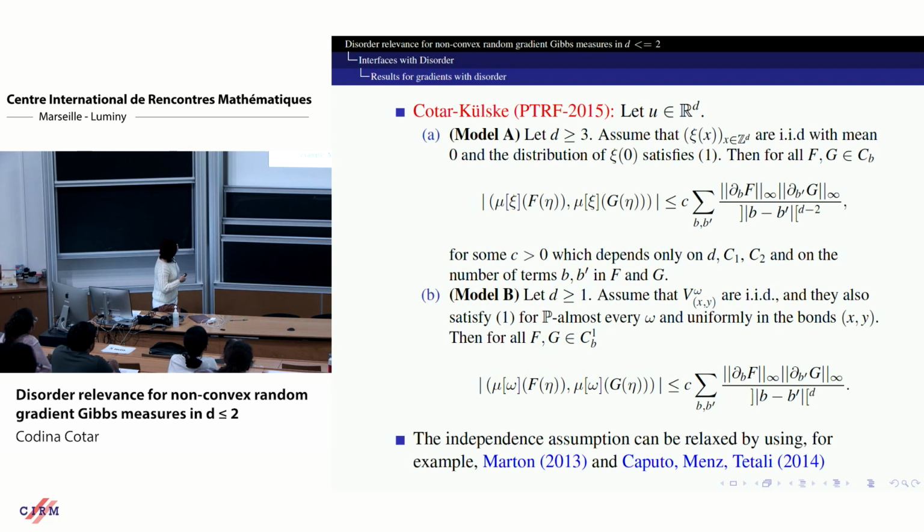Then we also have decay of covariances for the two models. These are things that we were able to prove.